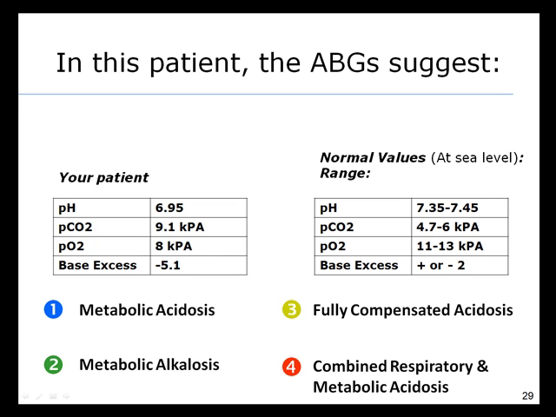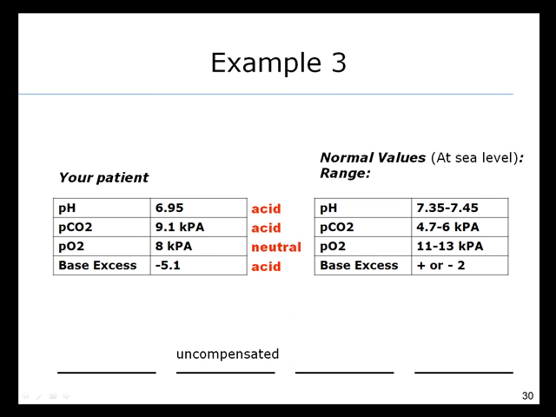Right. This is combined respiratory and metabolic acidosis. Let's go through the rest of the process to determine how we came to that conclusion. So, remembering that this patient has an acid pH, an acid CO2, the O2 as always is neutral, and the base excess is acid. And we know that this patient, because both the CO2 and the base excess have acid effects, is uncompensated. Since this is uncompensated, we can skip the step as to whether or not it's partially or fully compensated, because it isn't compensated at all.